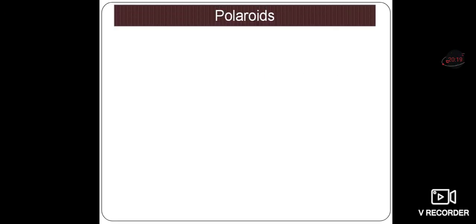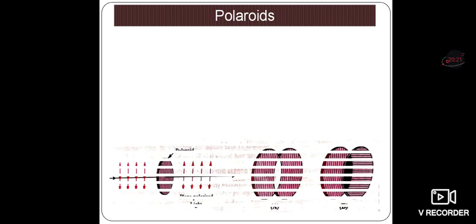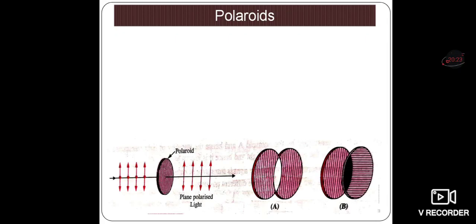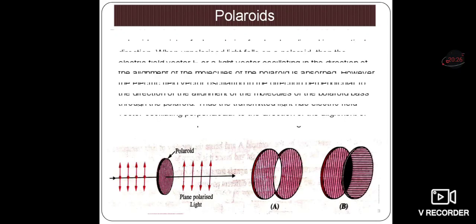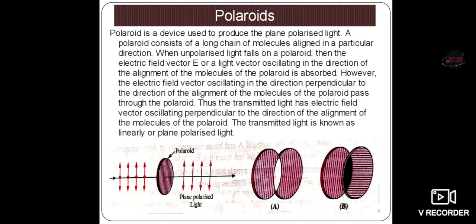So next we will discuss polaroids. Just observe the diagram. A polaroid is a device which is used to produce plane polarized light. A polaroid consists of a long chain of molecules which are aligned in a particular direction. When unpolarized light falls on the polaroid, the electric field vector, or light vector, oscillating in the direction of alignment of the molecules of the polaroid will be absorbed.